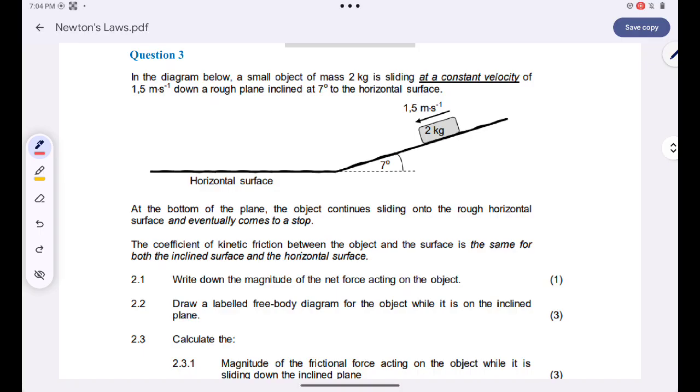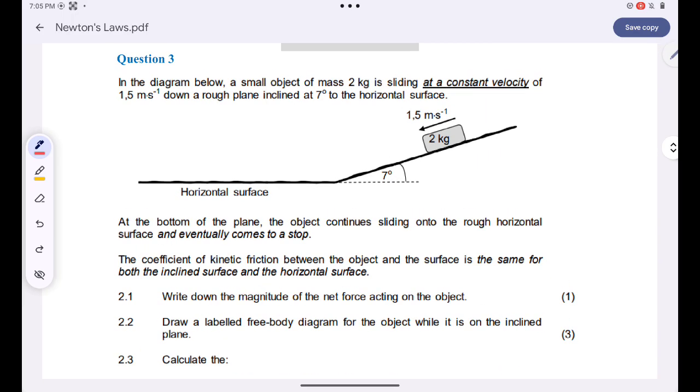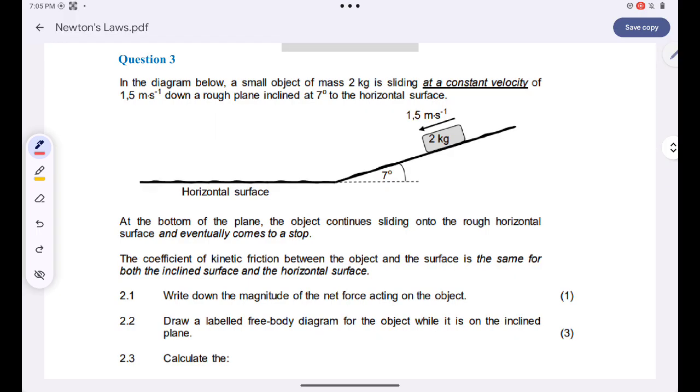In the diagram below, a small object of mass 2 kg is sliding at a constant velocity of 1.5 meters per second down a rough plane inclined at 7 degrees to the horizontal surface. The first thing we need to show here, there's position A, position B, let's say there's position C there.